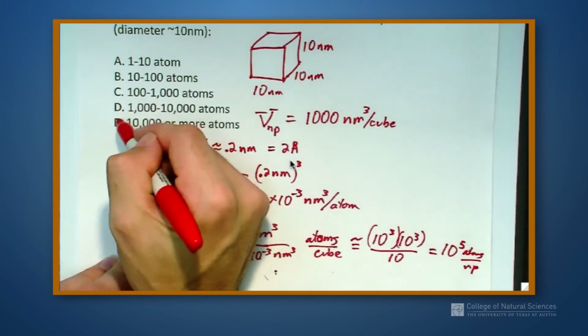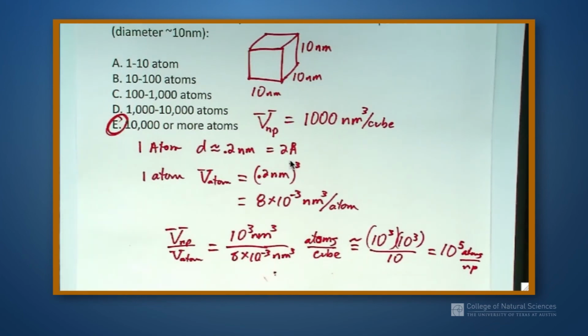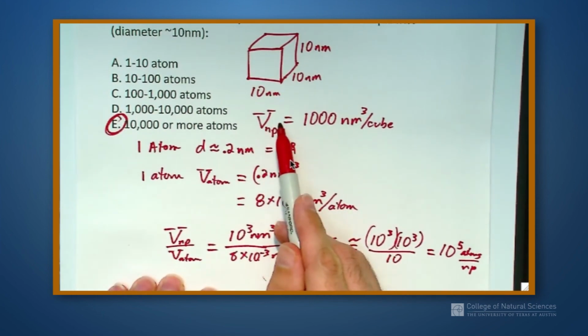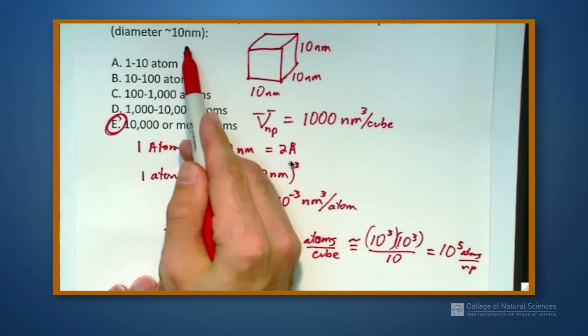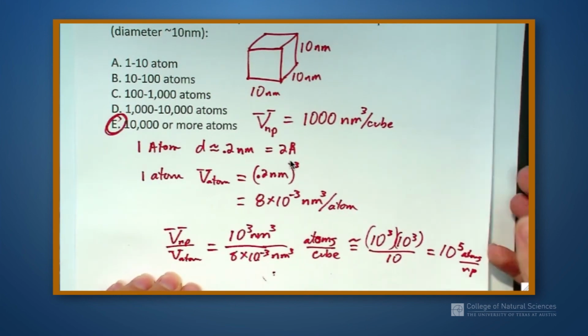So I'm going to say that the correct answer is more than 10,000 atoms. It's closer to around 100,000 atoms. Just an approximation. You get a similar number if you work it out using the volume of a sphere using a diameter of 10 nanometers. It's a radius of 5 nanometers, 4/3 pi r cubed. You can get roughly the same answer, but this is just one quick way of solving it.